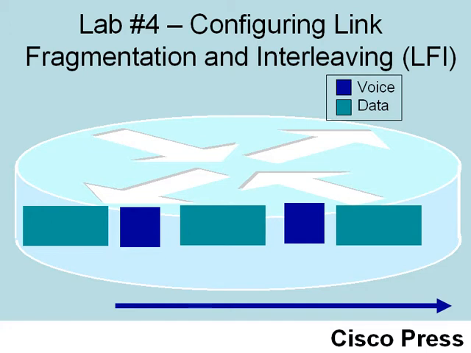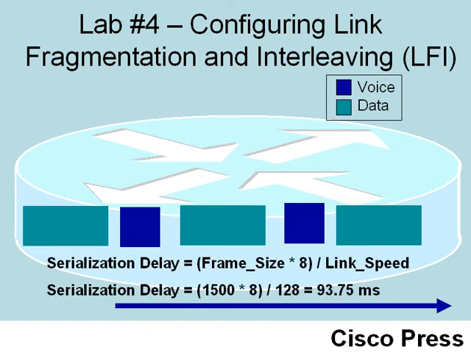And let's take a look at the math going on behind the scenes. The formula to calculate a serialization delay is this. We take the frame size and multiply by 8. That turns bytes into bits. Then we divide by the link speed. The units of measure here for link speed are kilobits per second. In our example, let's say that we have a 1500 byte frame being sent out of a 128 kilobit per second link. That would give us a serialization delay of 93.75 milliseconds. That could start to impact our voice quality to have that much delay before the voice frame ever gets out on the wire. That's why we might need link fragmentation and interleaving.